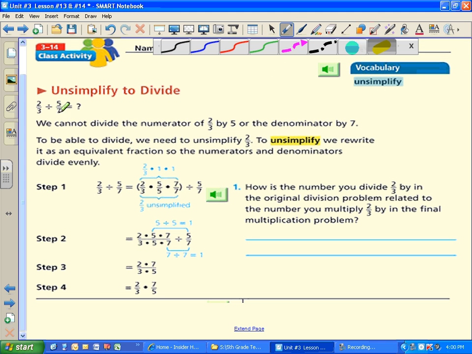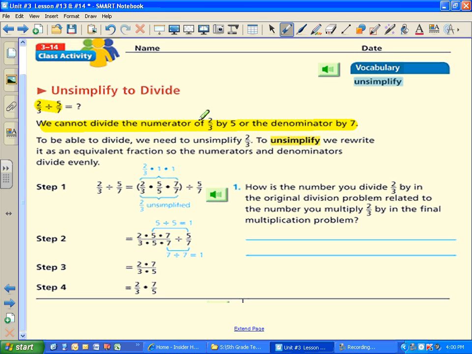2/3 divided by 5/7 equals. We cannot divide the numerator of 2/3 by 5 or the denominator by 7, and that was that shortcut way. To be able to divide, we need to unsimplify 2/3. To unsimplify, we write it as an equivalent fraction so the numerators and the denominators are divided evenly.